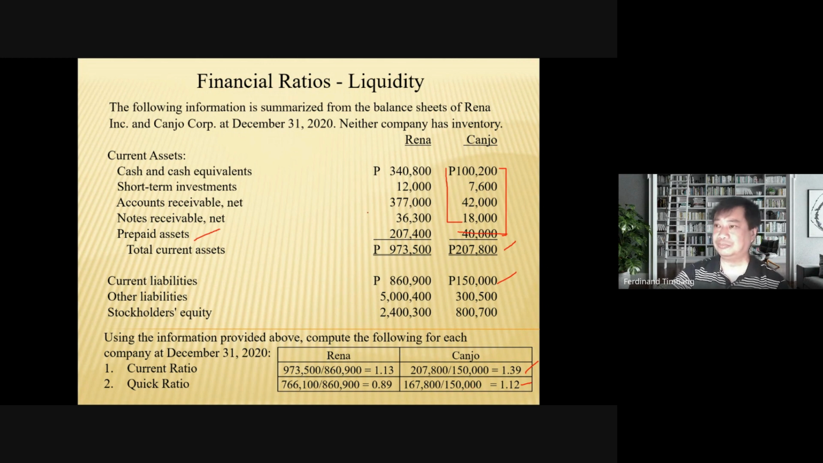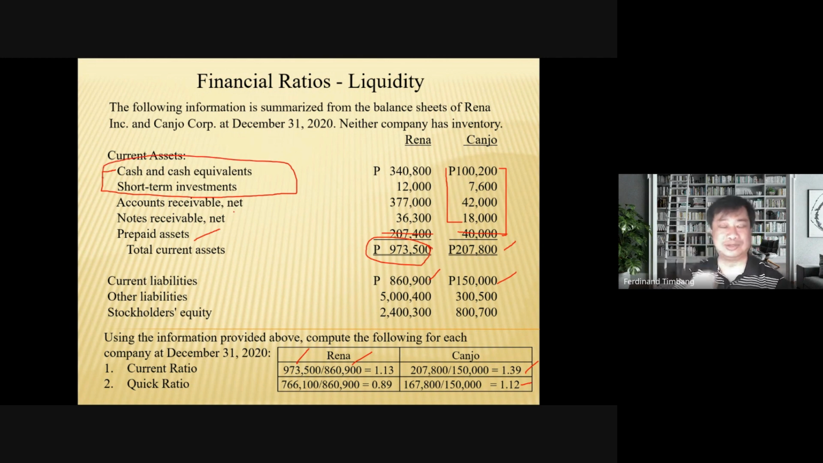Now for RINA, so the same, ito yung kinuha natin. So yun. Then we have 860. Ayan. So it's 1.13. Then for the quick ratio, tinanggal lang natin ito. Okay? So ito lumalabas. 766, 100, 860, 90, so 0.89. But actually lumalabas dito dahil wala naman siyang cash position ratio, pwede tayo mag-compute. Pero if we want to compute for the cash position ratio, ito lang ang gagamitin natin. Ito.